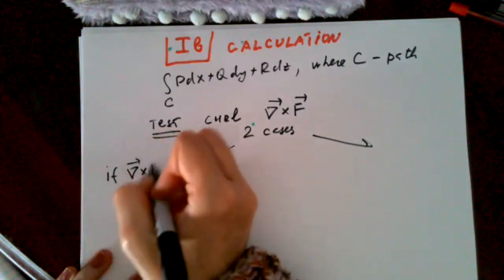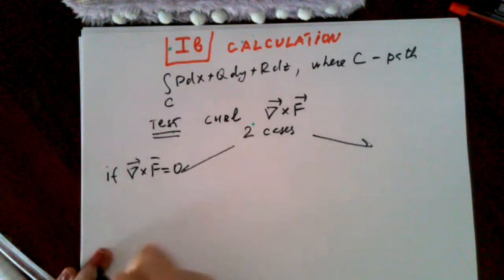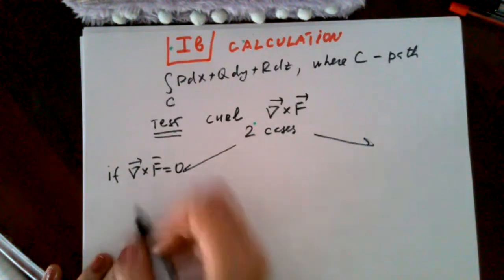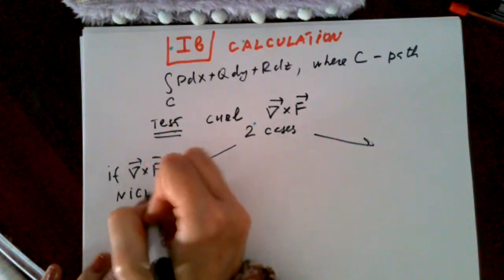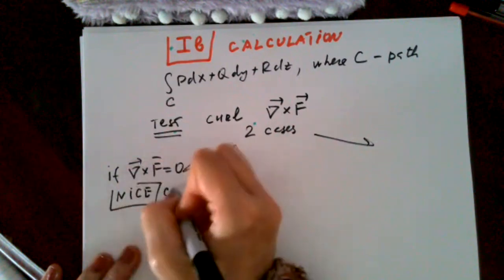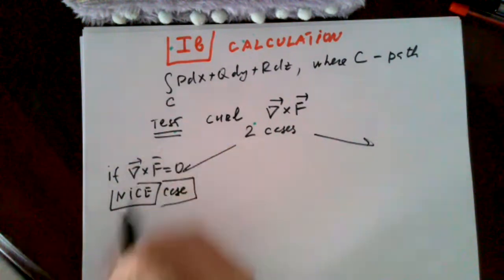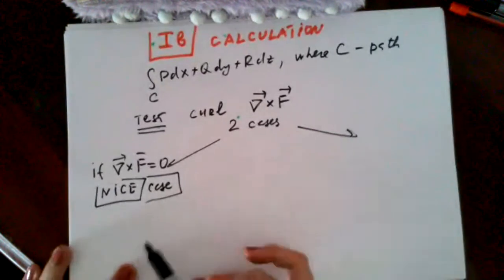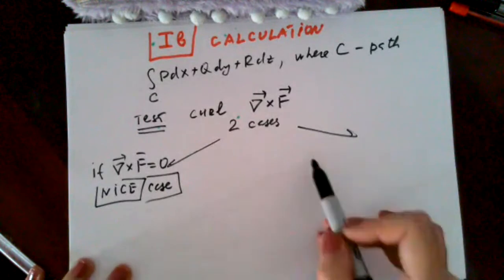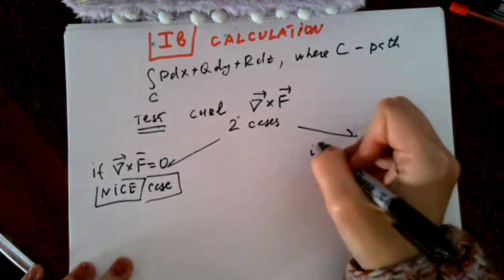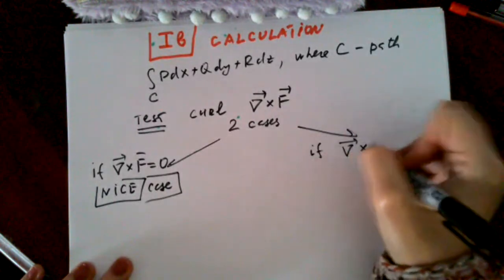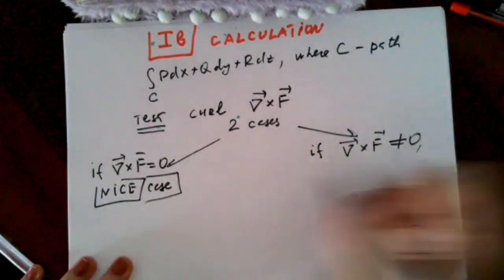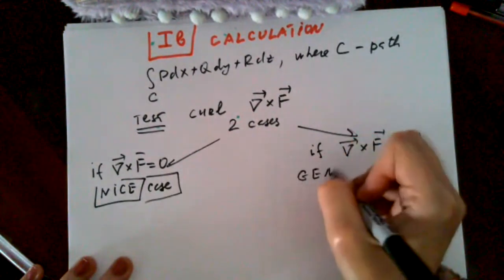If nabla cross F, if your curl is equal to 0, it means that our field is irrotational. Remember this term. It means that you are dealing with a nice case. And there is a shortcut here. I wouldn't call it very short, but nevertheless, it's considered to be better. But if your curl turned out to be non-zero, in this case, you are dealing with a general case.